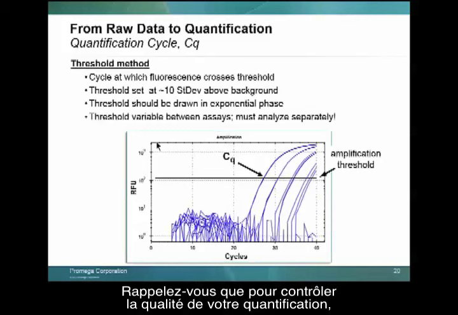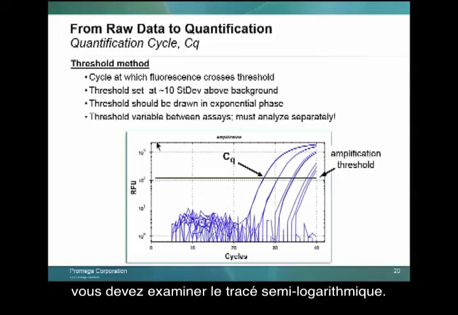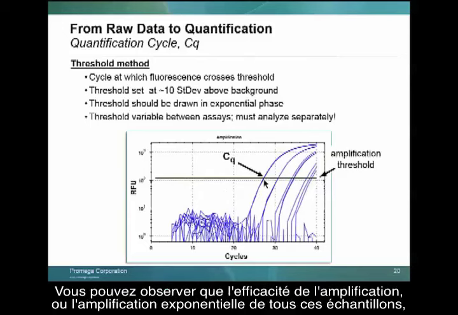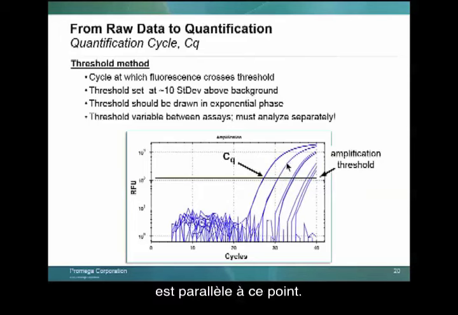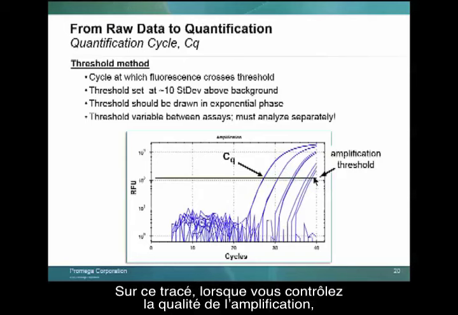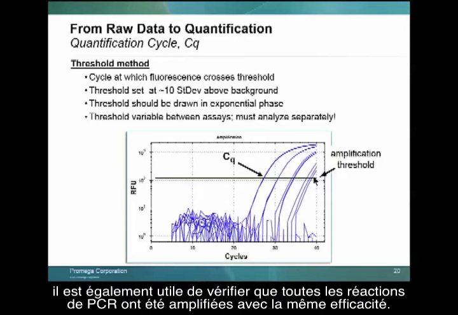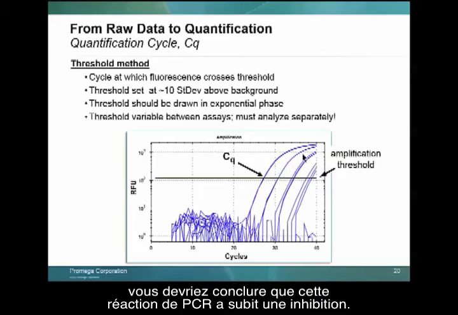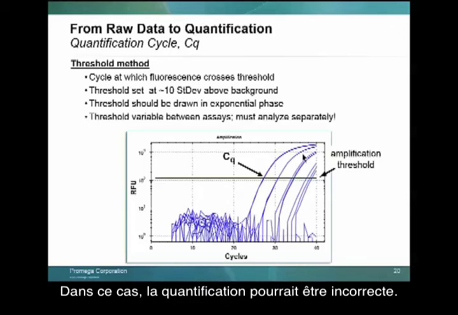Remember, I told you also that you need to make sure you do your quality control, your data check, by looking at the semi-logarithmic plot. So now I'm showing you the semi-logarithmic plot of that exact same data with the same threshold drawn. You can see that the amplification efficiency, or the exponential amplification of all of these samples, is parallel at this point. So we are in the optimum region to draw our threshold. This is also a good place for you to look when you're doing quality control to make sure that what you're quantifying is PCR reactions that amplified with the same efficiency. If you saw a trace, for instance, that had this kind of a slope, you would know that you had some sort of inhibition in that PCR, and then that quantification may not be accurate.